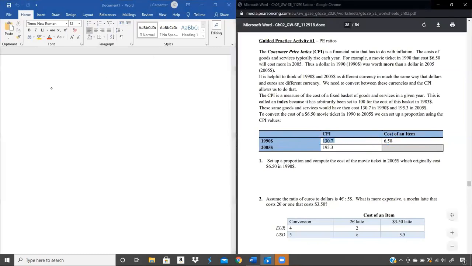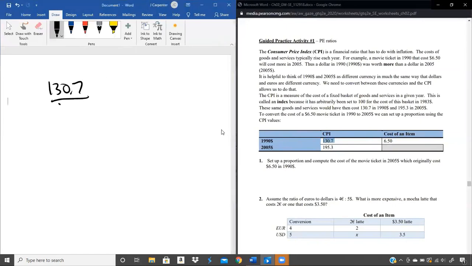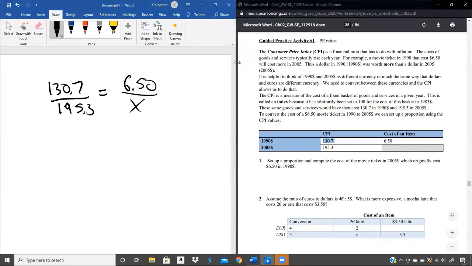So we're going to go with 130.7 over 195.3 is equal to 6.50 over x. Give me 30 seconds.